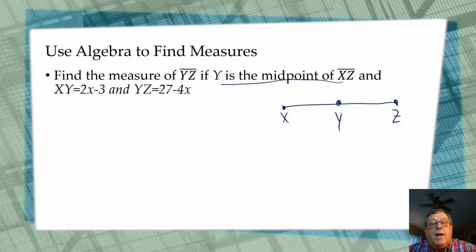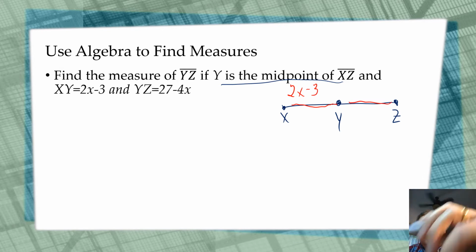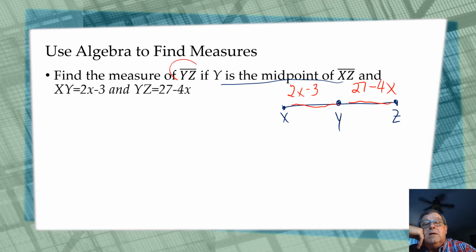All right, so then I'm told that this portion of the segment right here, XY, is equal to 2X minus 3. And YZ, this portion, is equal to 27 minus 4X. And I'm asked to find YZ. But the only way I can find YZ is if I find the value of X. So let's see here.